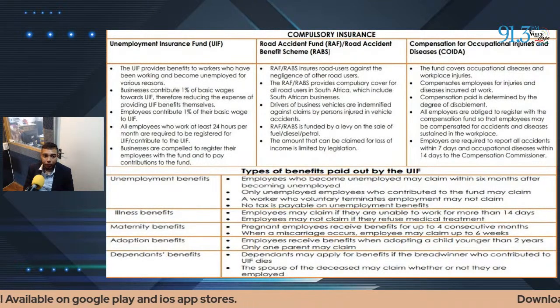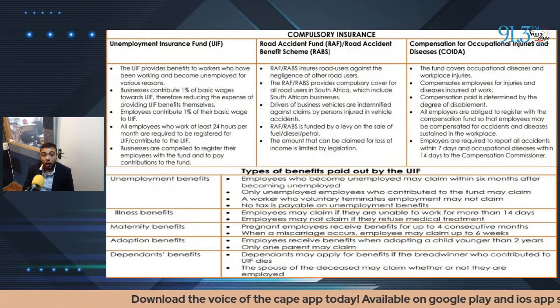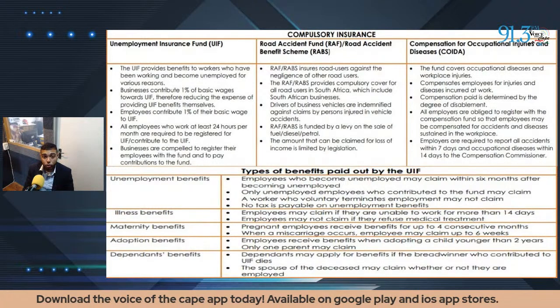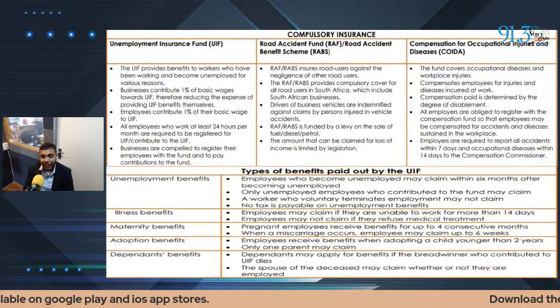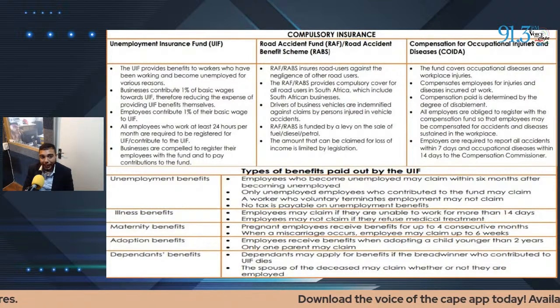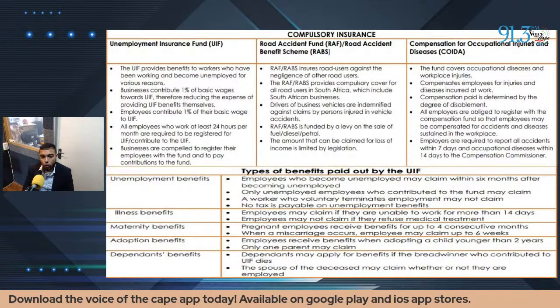Maternity benefits: pregnant employees receive benefits for up to 4 consecutive months. Remember, you get maternity and paternity. Paternity is for males, who now also get 2 weeks paid out. Adoption benefits: employees receive benefits when adopting a child younger than 2 years old and only one parent may claim. Dependents benefits: dependents may apply for benefits if the breadwinner who contributed to UIF dies.